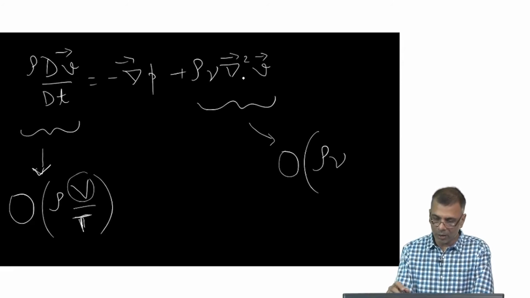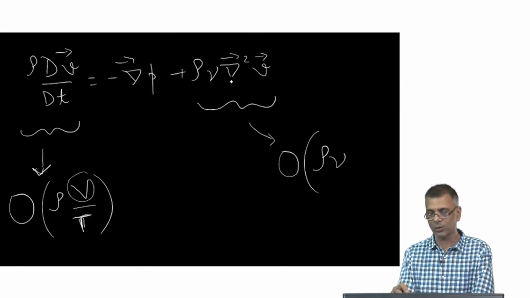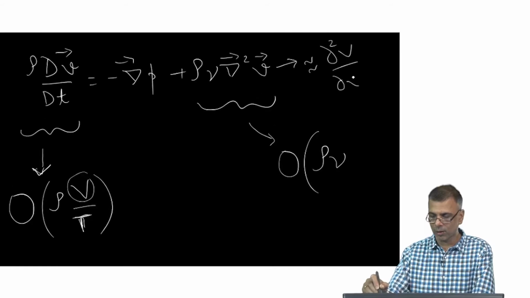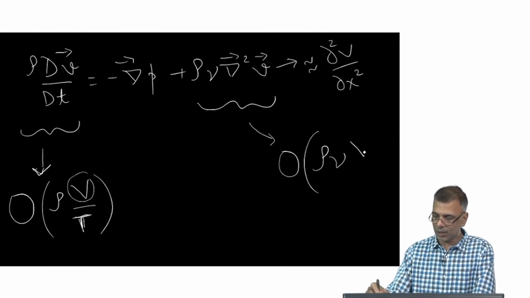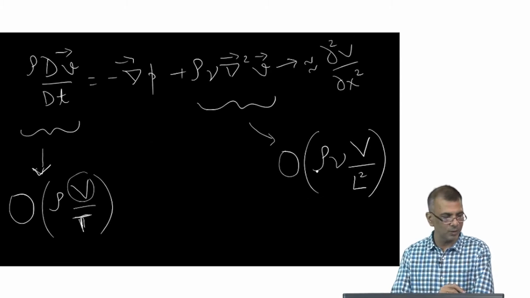Now remember, this is a second derivative. It's like d square v dx square, or d square v dz squared, and so on. So it's essentially velocity divided by some length scale squared. So it is some characteristic velocity divided by some characteristic length scale squared. That's the order of magnitude of this term, right?